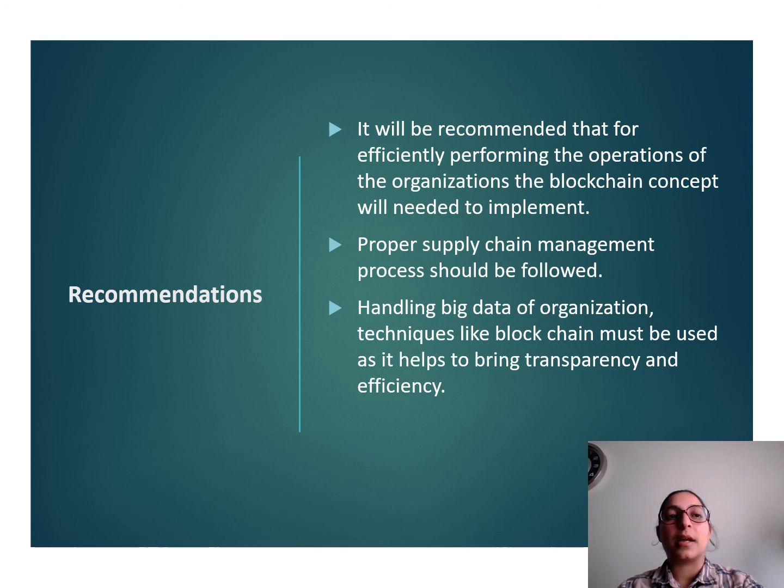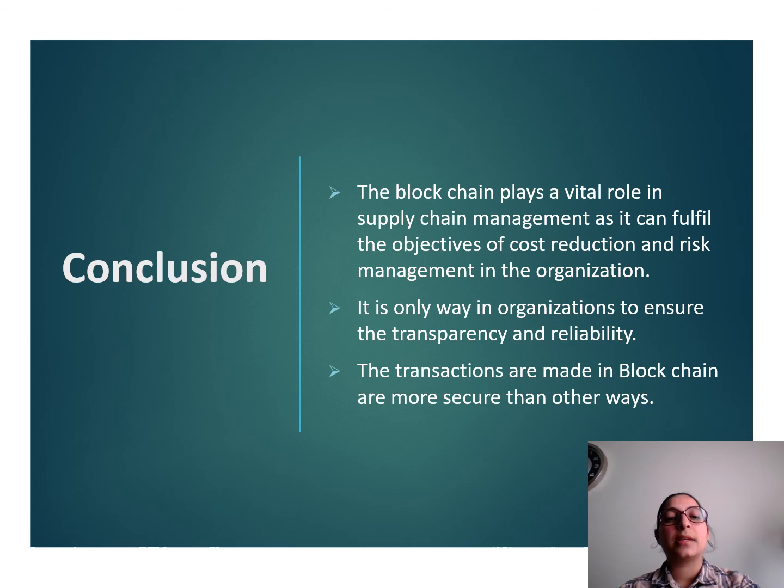Moving to the next slide. In the end, we can conclude that blockchain plays a vital role in supply chain management as it is able to fulfill the objectives of cost reduction and risk management in the organization. In addition to this, it is the only way to ensure transparency and reliability while handling big data. The transactions which are made in blockchain are more secure than other methods. Blockchain collaboration with supply chain management is useful in cost reduction.